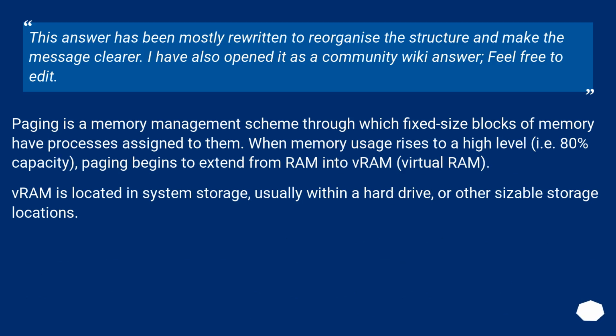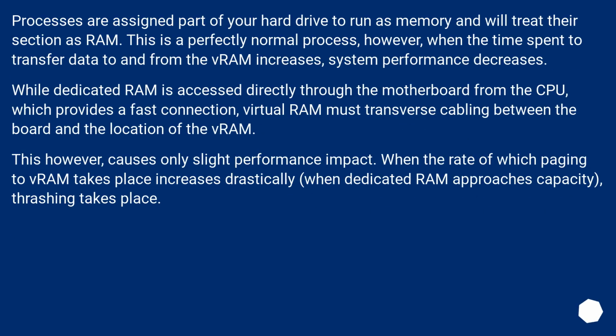Paging is a memory management scheme through which fixed-size blocks of memory have processes assigned to them. When memory usage rises to a high level, i.e. 80% capacity, paging begins to extend from RAM into VRAM, virtual RAM. VRAM is located in system storage, usually within a hard drive, or other sizable storage locations. Processes are assigned part of your hard drive to run as memory and will treat their section as RAM. This is a perfectly normal process.